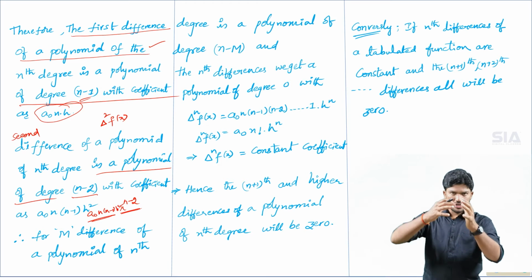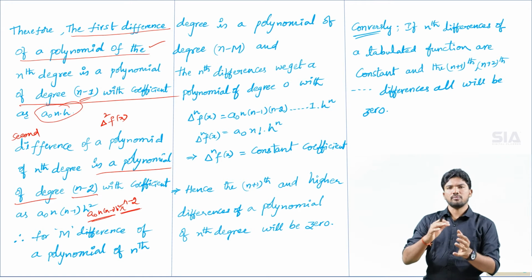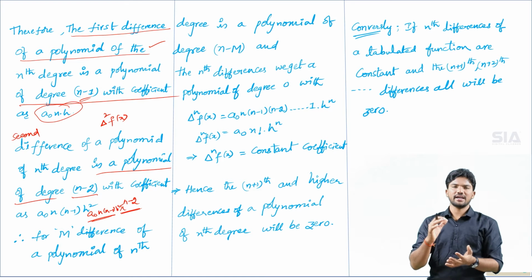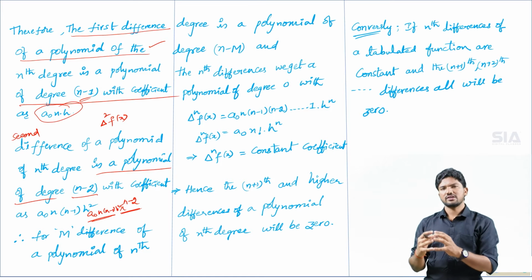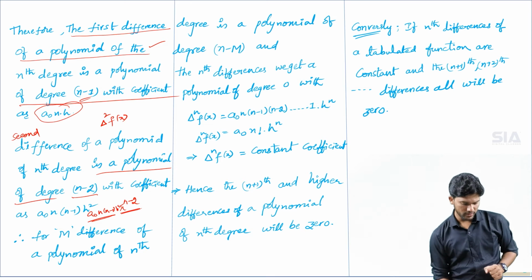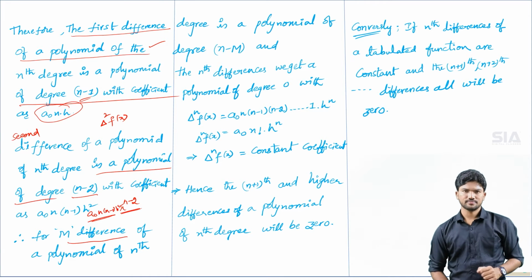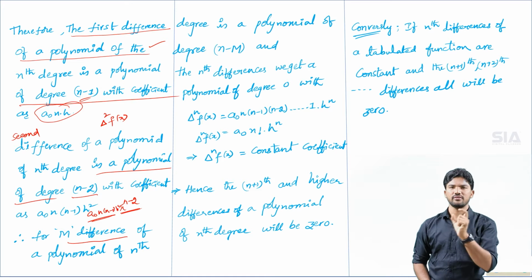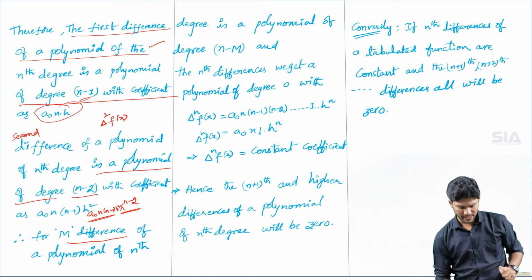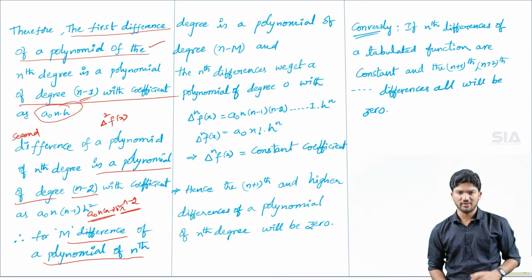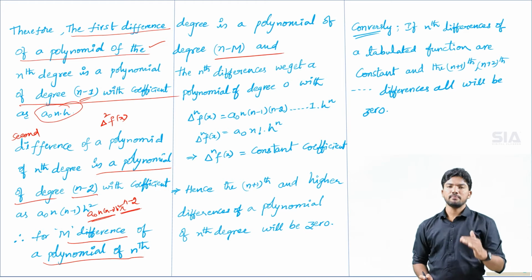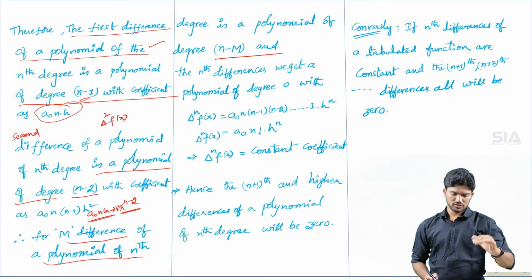If you proceed in this format and apply the third and fourth differences, you will get the corresponding powers of the x variable. So for the Mth difference, where M is a particular number like 2, 3, 4, 5, the Mth difference of a polynomial of nth degree is a polynomial of degree n−M.